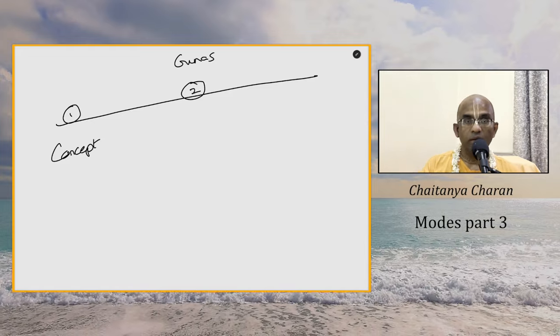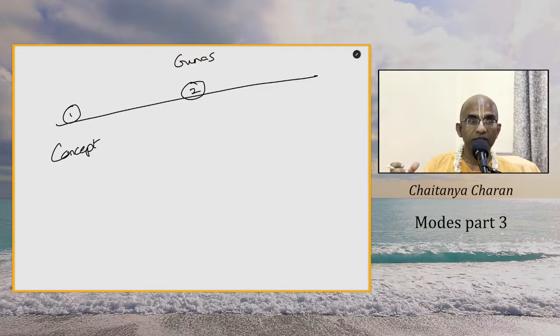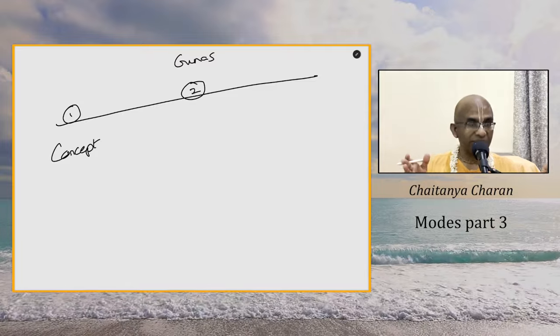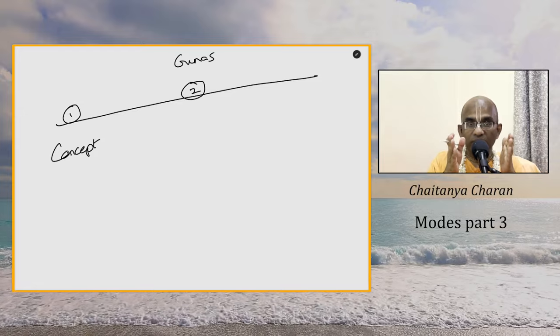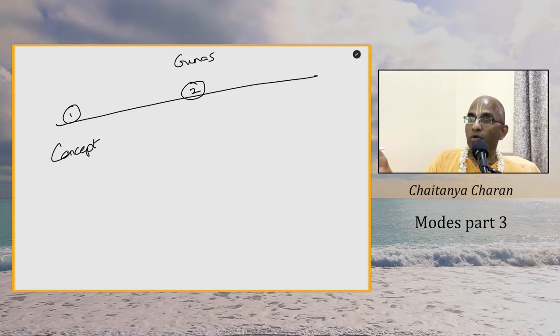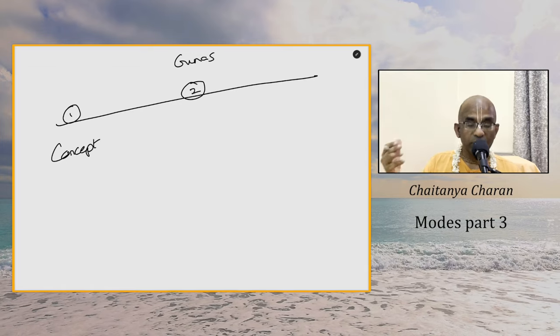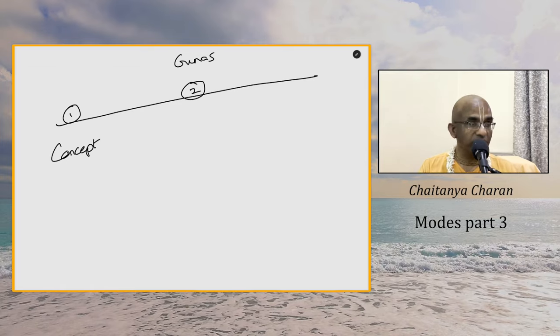So if the example of gears is not that clear, we could use the example of rail tracks. If there are rail tracks, a railway will move along a particular track. But the tracks are already laid, we can choose which track we want to go on. And today I'll talk a little bit more about the concept of free will.